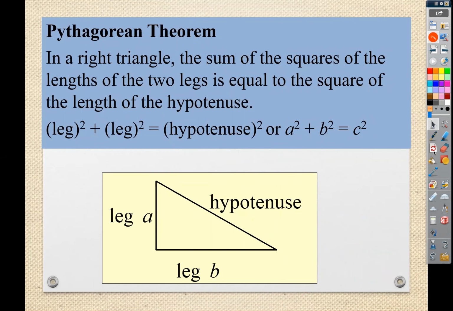The Pythagorean theorem: in a right triangle, the sum of the squares of the lengths of the two legs is equal to the square of the length of the hypotenuse. So you get a squared plus b squared equals c squared. You do need to write that down. Go ahead and pause it, write the Pythagorean theorem down.